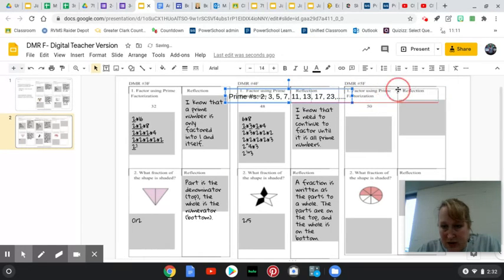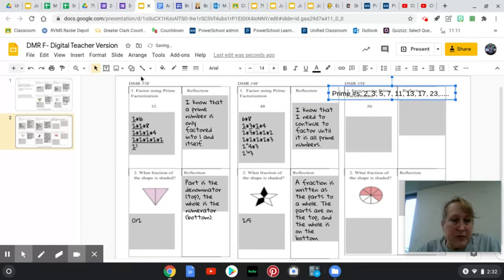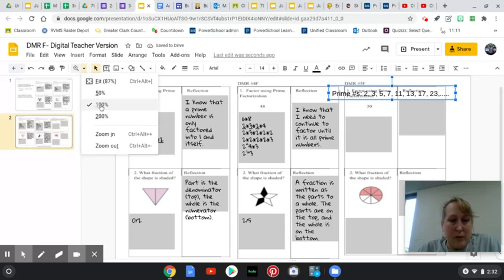We will start by making sure that our prime numbers that we have listed is over where we're working. So I'm going to drag this over just to make sure that I can see it when I zoom. So I'm making this so that I can actually read it. I think at 100% I'm okay.